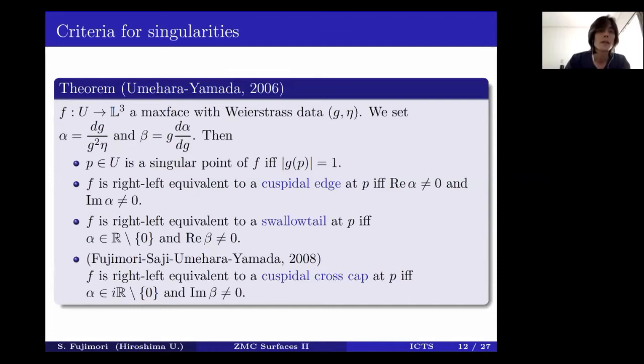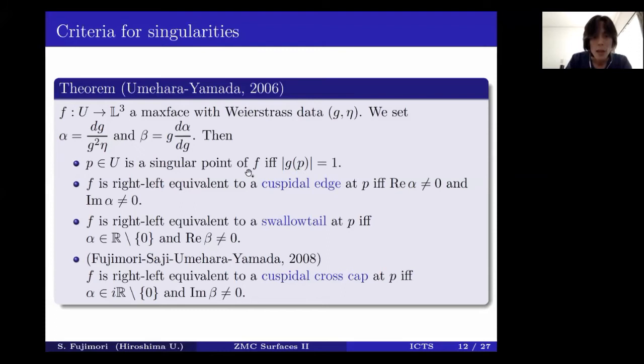And now the criteria for singularities of maxfaces. Again, Umehara and Yamada gave the following criteria. Let F be a maxface with Weierstrass data G and eta. We set alpha and beta this way. This is kind of technical, but alpha and beta are determined by G and eta, okay? So P is a singular point if and only if the modulus of G is equal to 1.